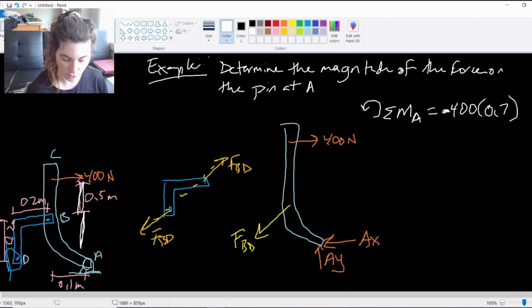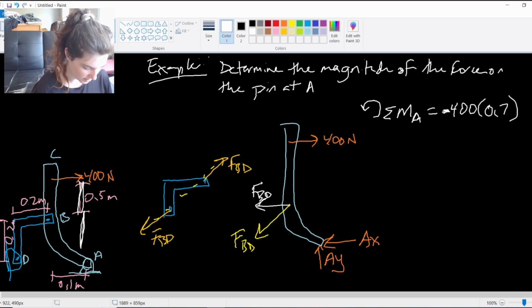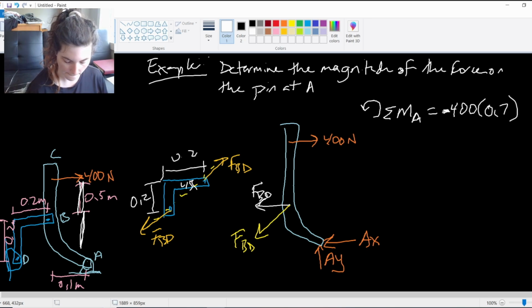So negative 400 times 0.7, that's our first half. And then we're going to do our FBD. Now we do have to split it up into X and Y components, but we can still figure out what FBD is from this. My X component of FBD, we'll notice that because these two lengths are equal on the member, this is a 45-degree angle. It's a 45-degree triangle, right? A 1, 1, square root 2 triangle.